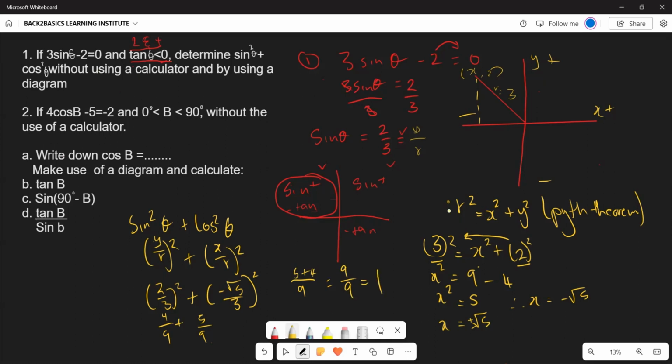Okay, so this is how you are supposed to solve sine squared of theta plus cos squared of theta. Now let's look at number 2.